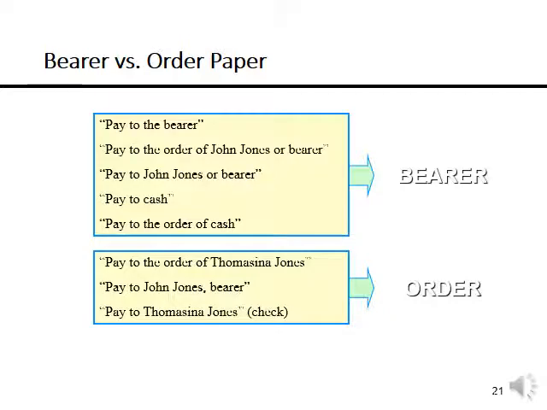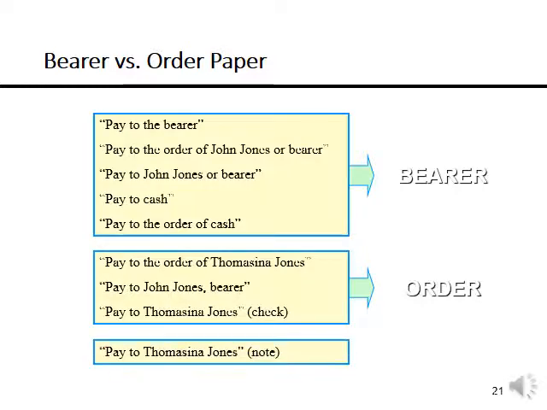Pay to Thomasina Jones is an order instrument because notice you don't have to use the words order with the check, even though the checks have it. If you had a note that said pay to Thomasina Jones, it would be non-negotiable because you don't have the words order or bearer. And remember, in order to have a negotiable instrument, you have to have order or bearer there in that instrument, unless it's a check. That's the difference here.